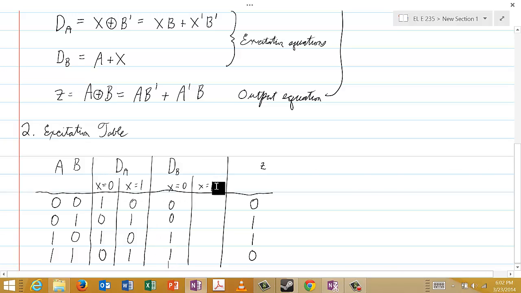And now in the x equals 1 column, well, when x is equal to 1, d sub b is a ORed with 1. But anything ORed with 1 gives 1. So d sub b is always equal to 1 in that column. And that completes our excitation table.